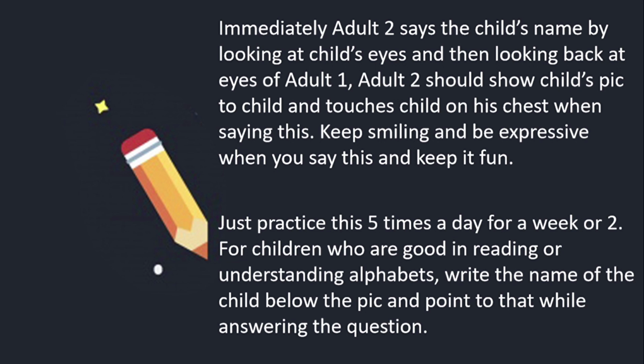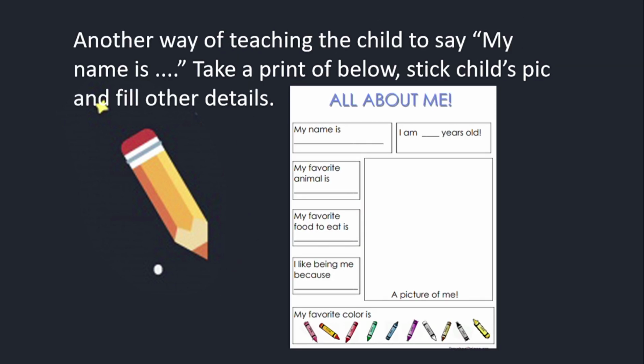Keep smiling and be expressive when you say this and keep it fun. Just practice this 5 times a day for a week or 2. For children who are good at reading or understanding alphabets, write the name of the child below the pic and point to that while answering the question.